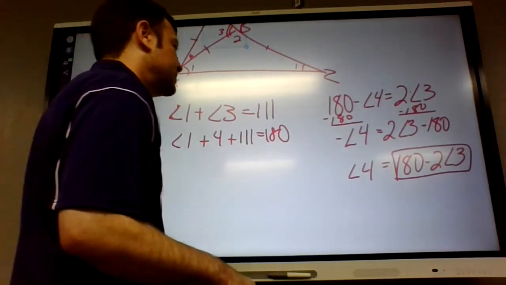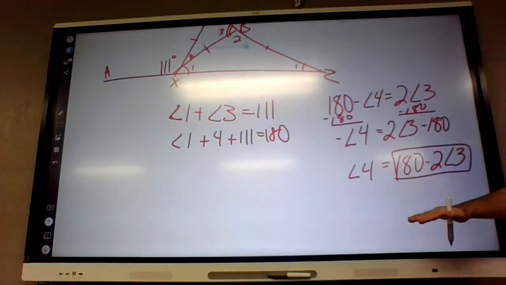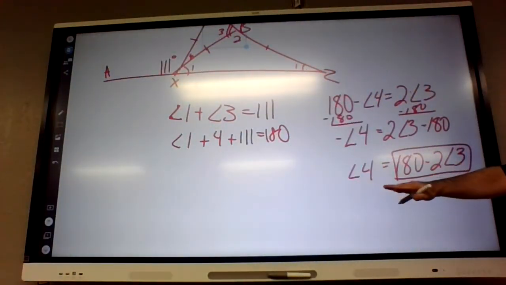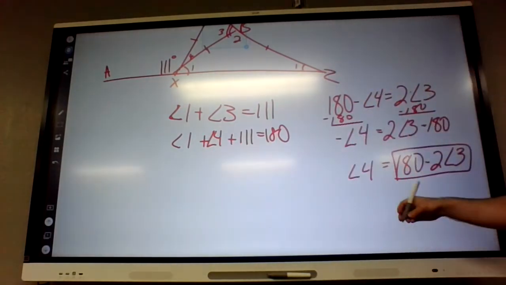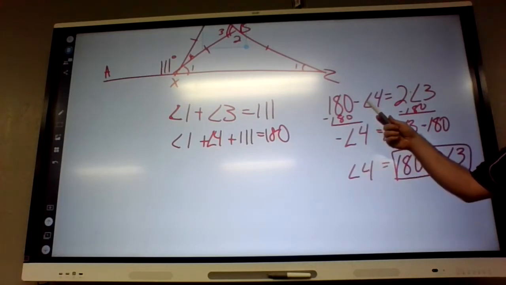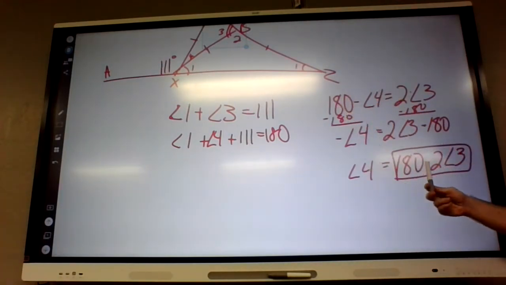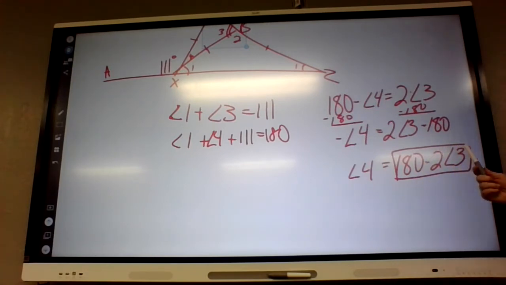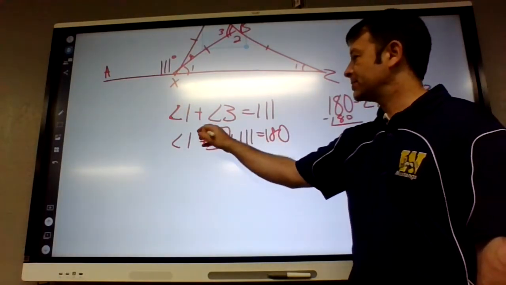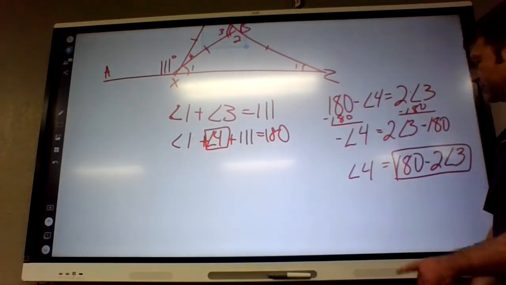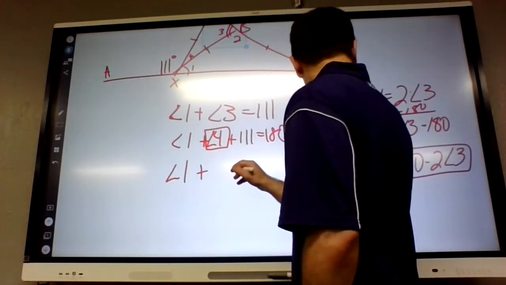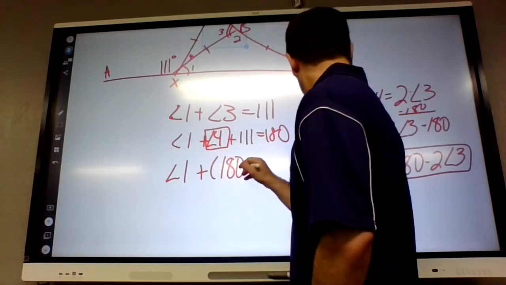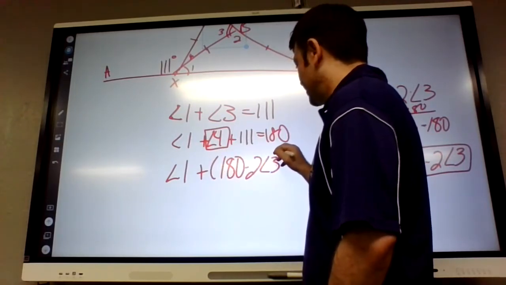Okay, well, let's just go ahead and finish this one. You guys remember, we're going to do substitution next year, so might as well remind you a little bit. I forgot my angle somewhere right there. Okay, I used this equation to figure out that angle 4 is equal to 180 minus 2 times angle 3. So that means I can replace this with that. You guys remember doing this last year? Hopefully, because you're going to see it again next year.